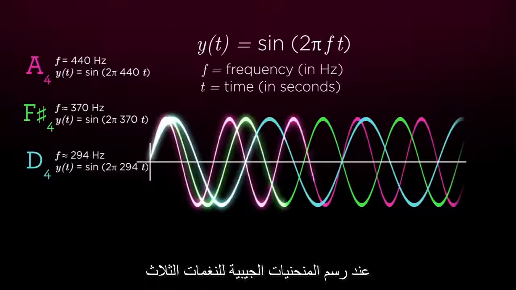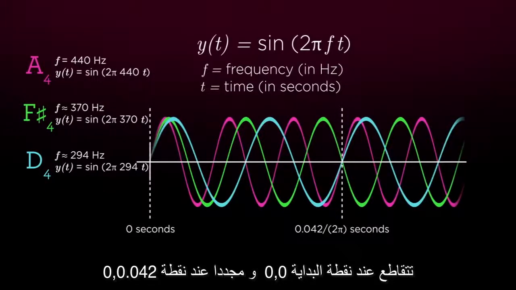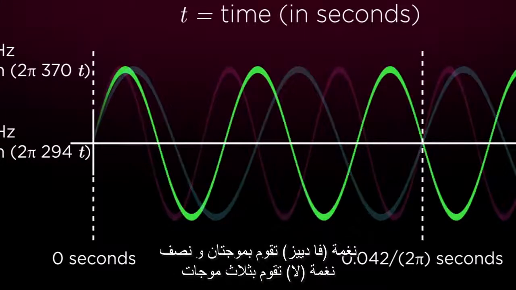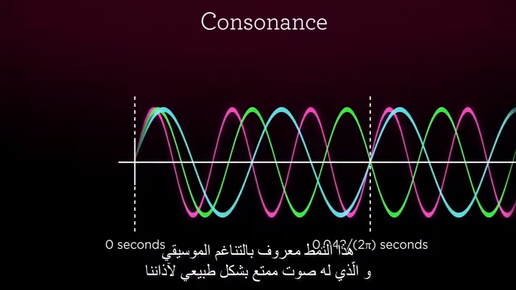When all 3 of the sine waves are graphed, they intersect at their starting point of 0, 0, and again at 0, 0.042. Within this span, the D goes through 2 full cycles, F sharp through 2.5, and A goes through 3. This pattern is known as consonance, which sounds naturally pleasant to our ears.